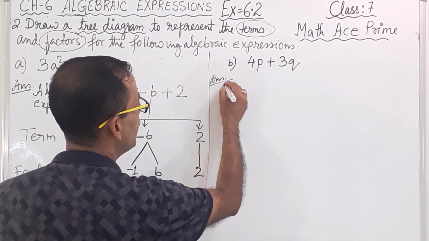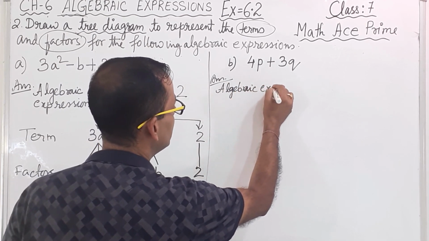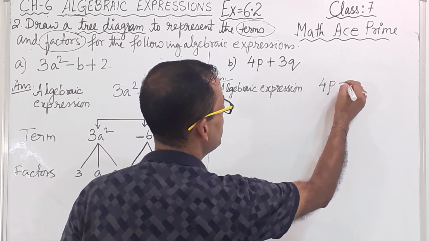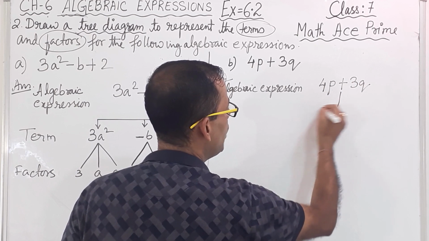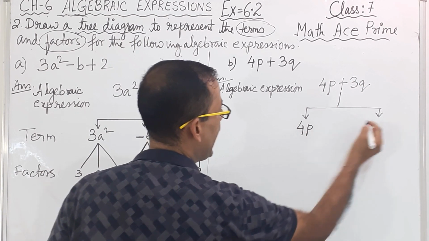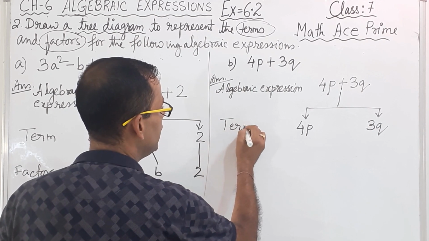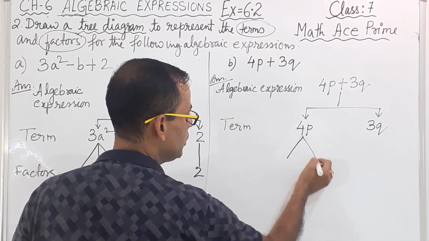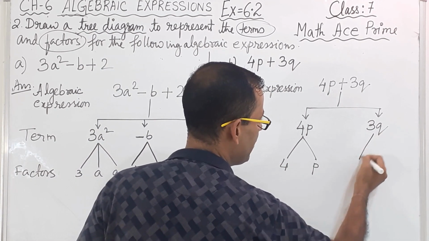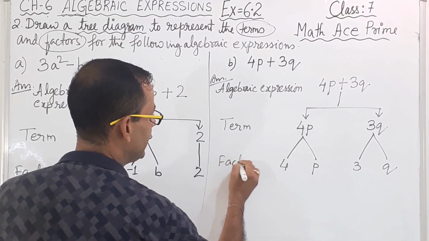Now number B, let us do number B, answer. And first we will write algebraic expression. What is the algebraic expression? 4p plus 3q. So here how many terms are there? You can see here are 2 terms. One is 4p and another one is 3q. Now this is term. Now this term I will again divide. One is 4 and another one is p. Again this one I will divide. One is 3 and another one is q. So these are the factors.